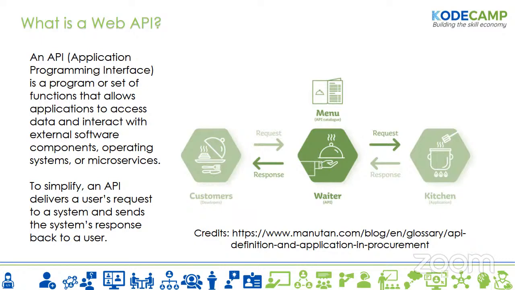that way. So what I have here is an analogy. But before I do that, to put it simply, an API delivers a user's request to a system and sends the system's response back to the user. So basically, the API acts as an intermediary, okay? So between the user and then the system or the server or the database, it acts as the intermediary.